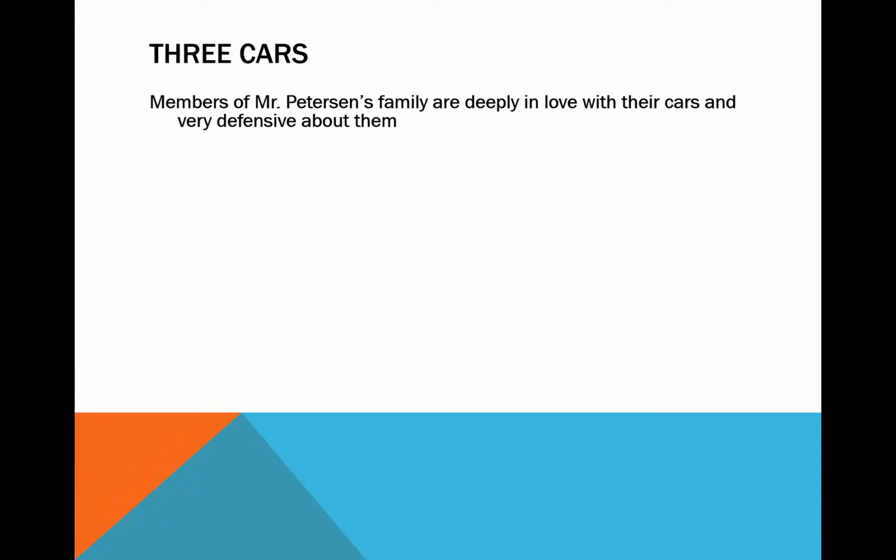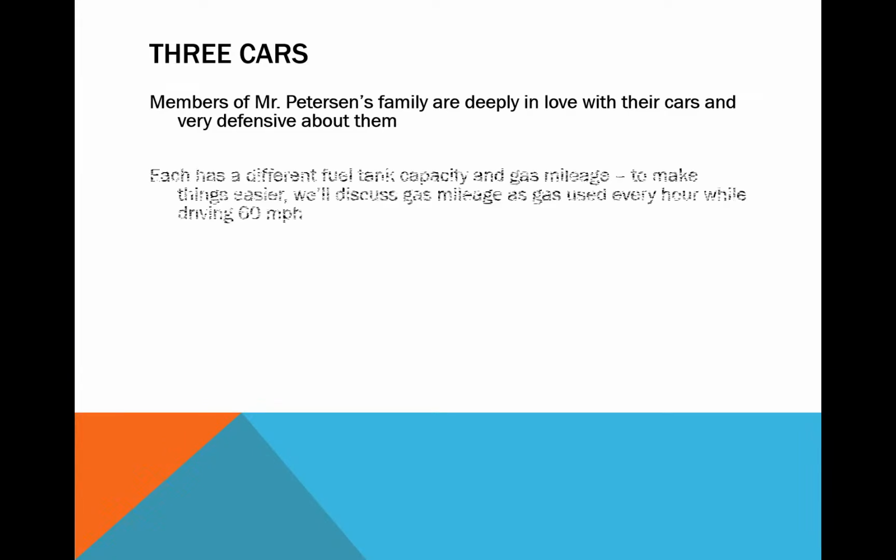Anyway, members of Mr. Petersen's family are deeply in love with their cars and very defensive about them. Each has a different fuel tank capacity and gas mileage. To make things easier, we're going to talk about gas mileage as gas used every hour while driving 60 miles per hour. I actually looked up these numbers, and they're approximately right. I had to play with it a little bit to make these numbers friendly. But it is about correct, guys.